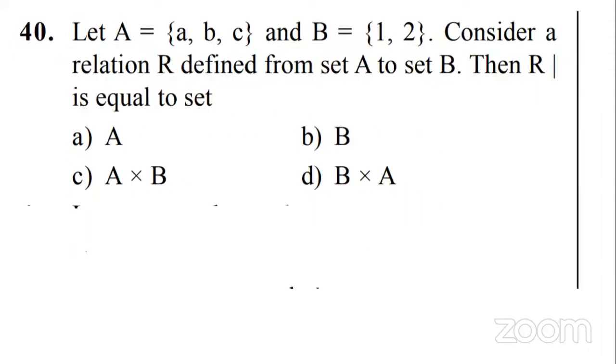Yes. Next one. Let set A be {a, b, c} and set B be {1, 2}. Consider the relation R defined from set A to B. Then R is equal to what? It is very easy. Try to understand the question. The relation R is defined from set A to B, then R is equal to what? Obviously, it is the product of sets A and B, that is A × B.